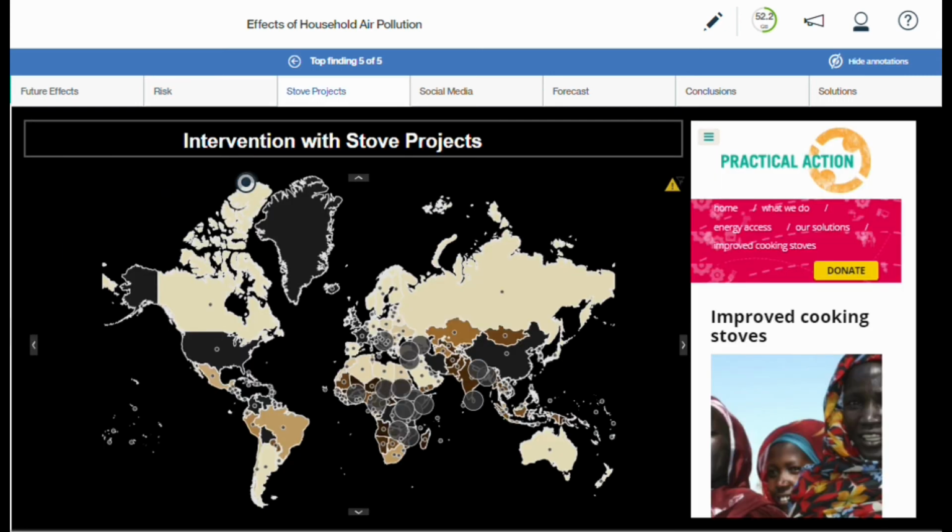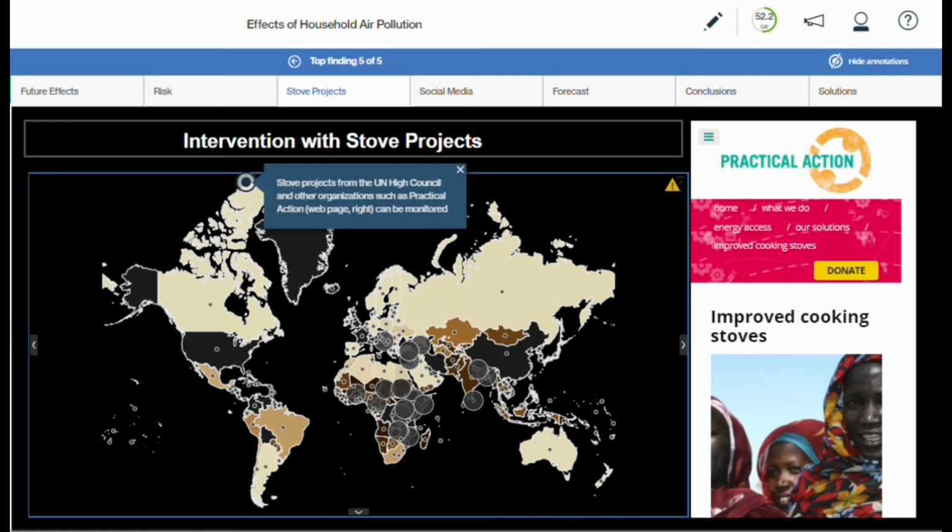Stove projects for intervention. Improved stove projects from the UN High Council and other organizations are monitored in Watson Analytics. A web page for an organization provides an opportunity for viewers to learn about the cause or donate.